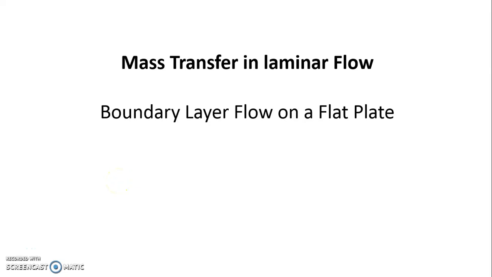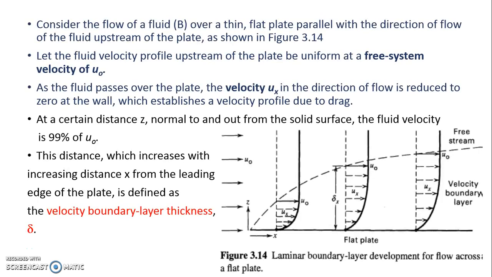So, continuing a little bit on mass transfer in laminar flow, which refers to boundary layer flow on a flat plate. Consider the flow of fluid B over a thin flat plate parallel with the direction of flow of the fluid upstream of the plate, as shown in Figure 3.14. It refers to laminar boundary layer development for flow across a flat plate.